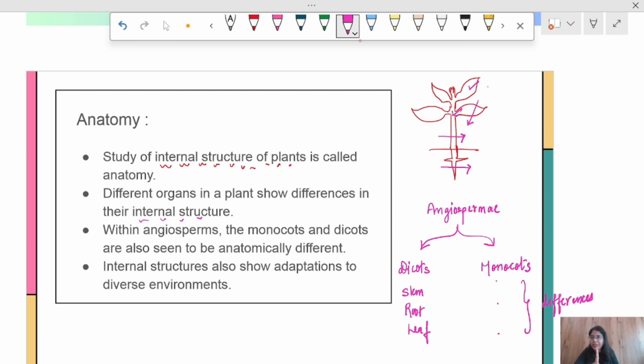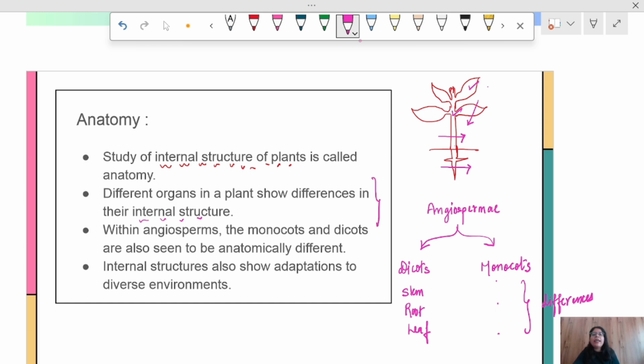Are you trying to understand what I'm saying? This is one single plant. The section over here, the section from here and the section from here will not be the same, right? There must be differences. Maybe the arrangement of tissues is different, maybe the type of tissues present is different, right? So there are characteristic differences between the different organs of a single plant. This is the meaning of the first line.